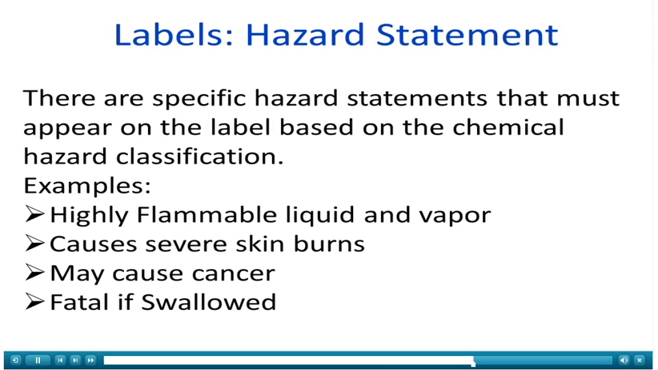Labels, hazard statement. Hazard statement means a statement assigned to a hazard class and category that describes the nature of the hazard of a chemical, including, where appropriate, the degree of hazard. There are specific hazard statements that must appear on the label based on the chemical hazard classification. Examples: highly flammable liquid and vapor. Causes severe skin burns. May cause cancer. Fatal if swallowed.